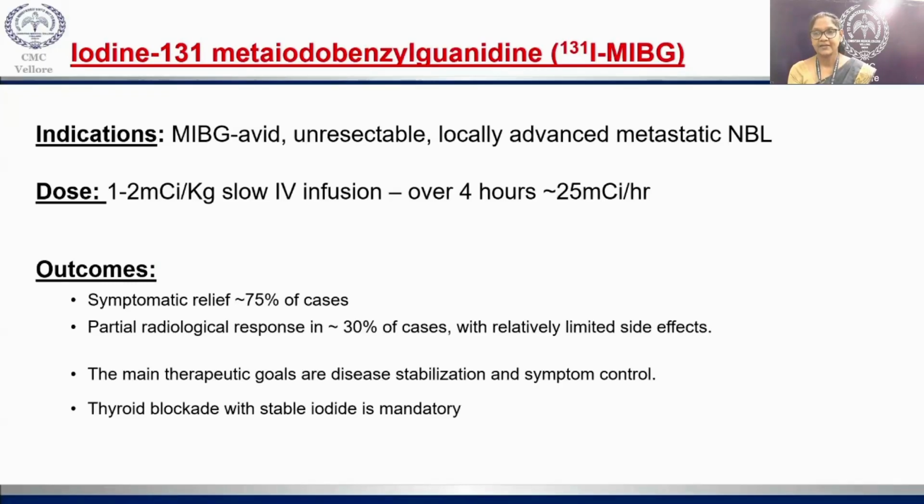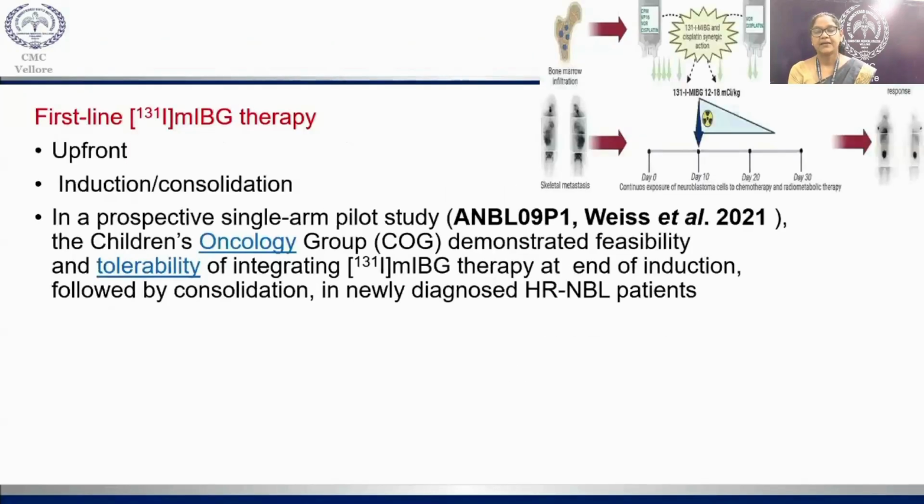Outcomes of symptomatic relief, which happens in approximately 75% of cases, partial radiological response in at least 30% of cases, with relatively limited side effects. The main therapeutic goals are disease stabilization and symptom control. Thyroid blockade with stable iodide is mandatory. It can be used as first-line MIBG therapy upfront or as an induction and consolidation therapy.